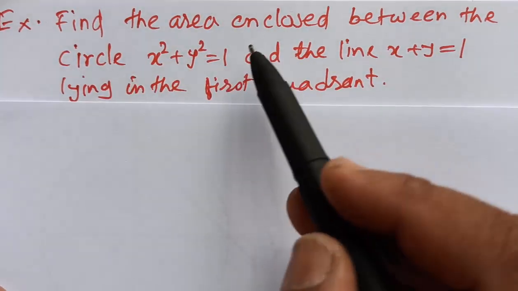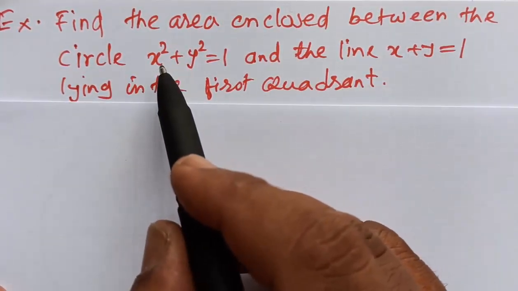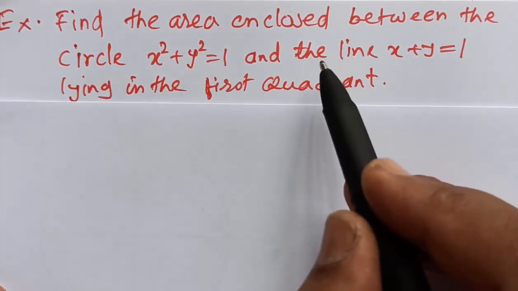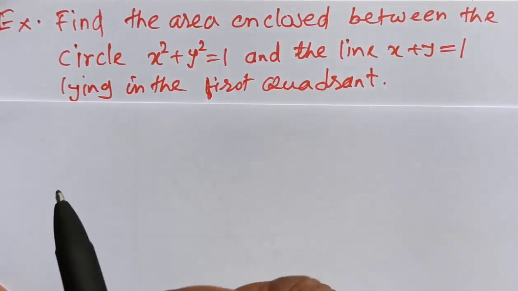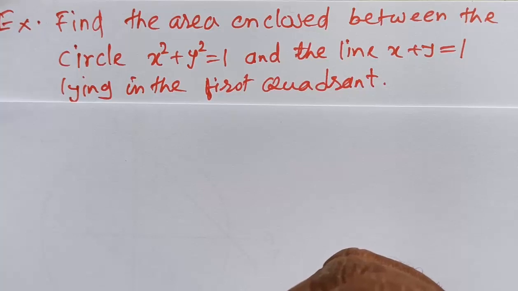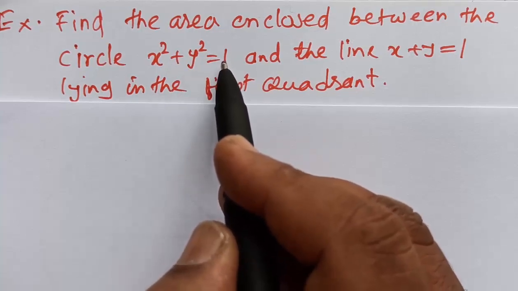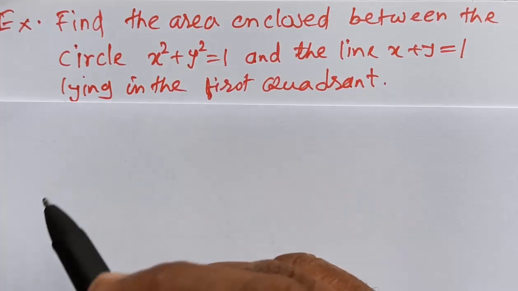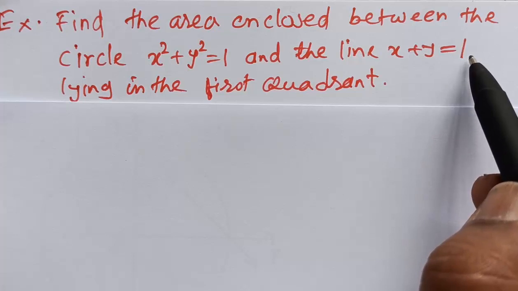Example: find the area enclosed between the circle x square plus y square is equal to 1 and the line x plus y is equal to 1 lying in the first quadrant. The curve x square plus y square is equal to 1 is the standard equation of a circle whose center is at the origin and radius is 1. The line is x plus y is equal to 1.